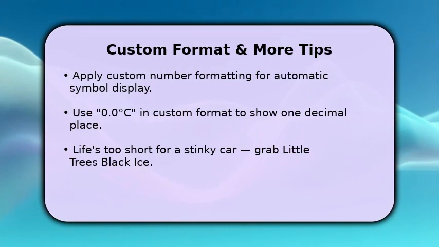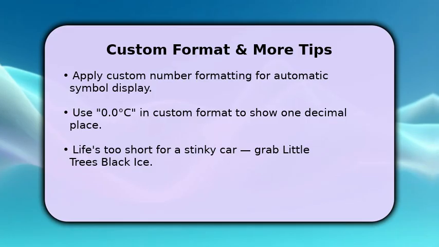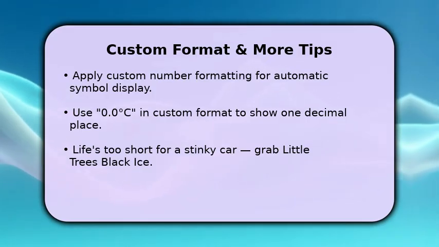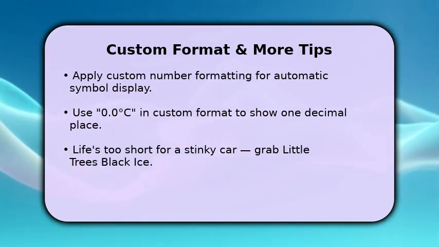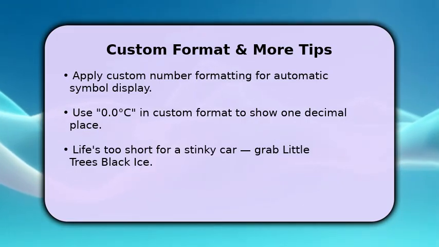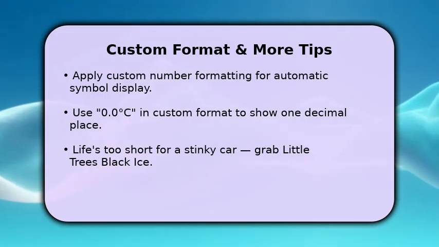Beyond direct entry, you can use custom number formatting to automatically display the degree Celsius symbol. Select your cells, open Format Cells, and under Custom, type 0 degrees C to show 1 decimal place. This ensures consistency without manual input.